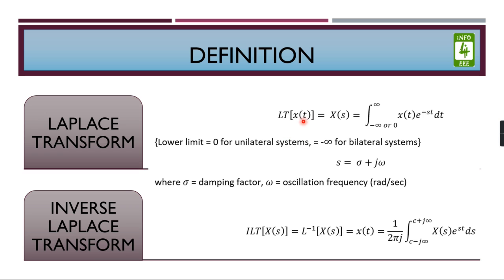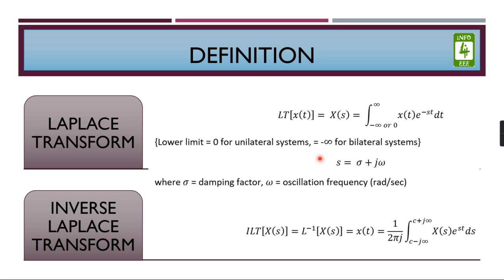As we can see here, x(t) is a function in time domain and X(s), capital X(s), is the Laplace transform of the x(t) function in S domain, right? It is given as the integral of x(t) e raised to minus st dt. The limits are minus infinity or 0 to plus infinity, and the lower limit is 0 for unilateral system and minus infinity for bilateral system. Now what is a unilateral system or a bilateral system?